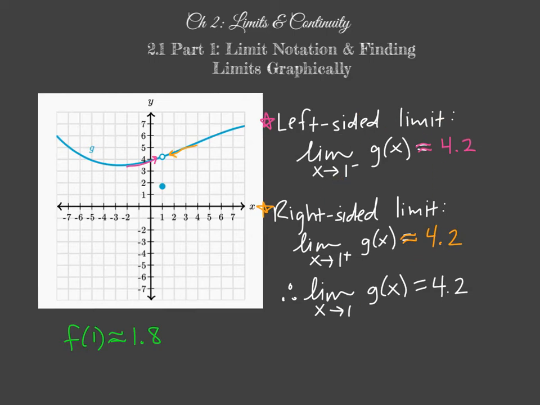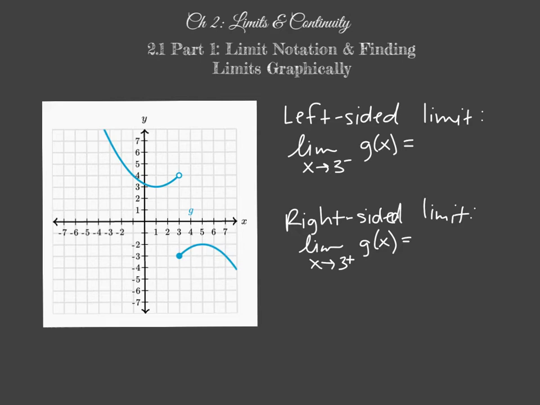It's what we're approaching. This graph, and we'll get to this idea later, is not continuous at x equals 1. There's a hole there. So the limit exists and the function exists at that point, but they're not the same. But the limit is 4.2 because that's the y value that we're approaching as we get really, really close to when x is 1. Okay, here's another example of a graph called g of x.